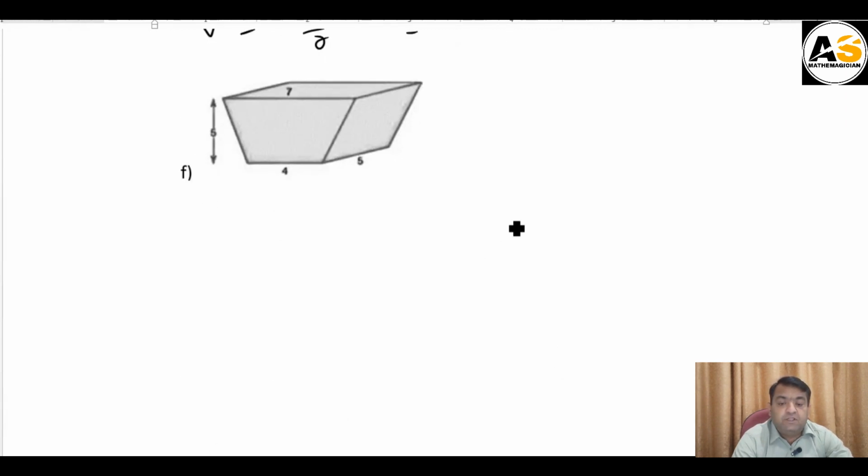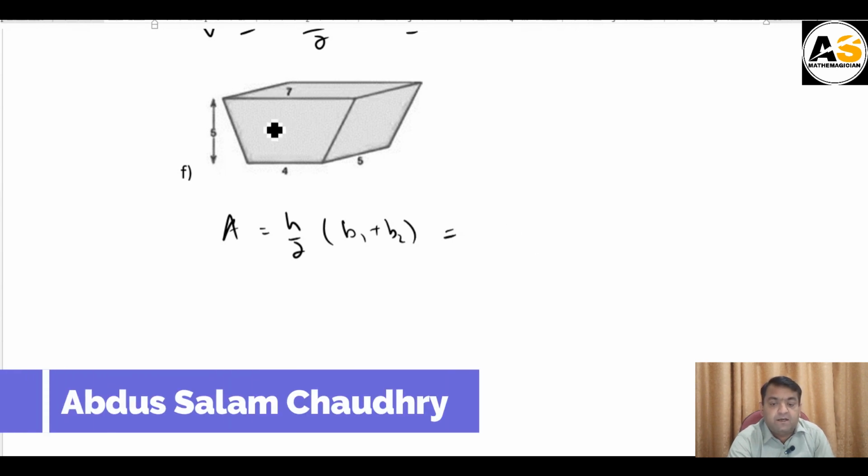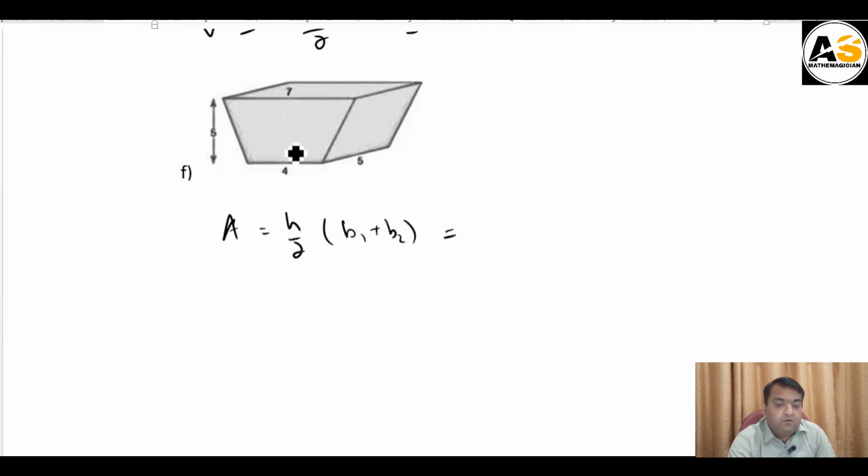Now we come to this shape. This is basically a parallelepiped. No, sorry, not a parallelepiped. This is a trapezium. So its cross section is a trapezium. Area of cross section will be, what is the area of a trapezium? B1 plus B2 into H over 2, where B1 and B2 are the lengths of the parallel sides, H is the distance between these two parallel sides, which is 5 over 2 into 4 plus 7.